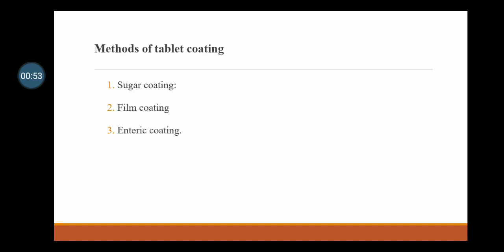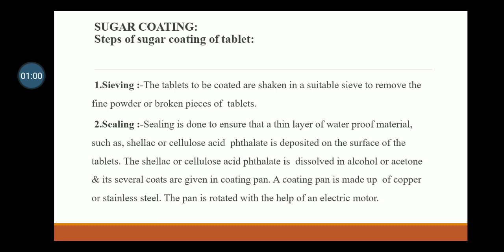Then methods of tablet coating: sugar coating, film coating, and enteric coating. Sugar coating. Steps of sugar coating of tablet. First, sieving. The tablets to be coated are shaken in a suitable sieve to remove the fine powder or broken pieces of tablets. Second, sealing. Sealing is done to ensure that a thin layer of waterproof material such as shellac or cellulose acetate phthalate is deposited on the surface of the tablets.